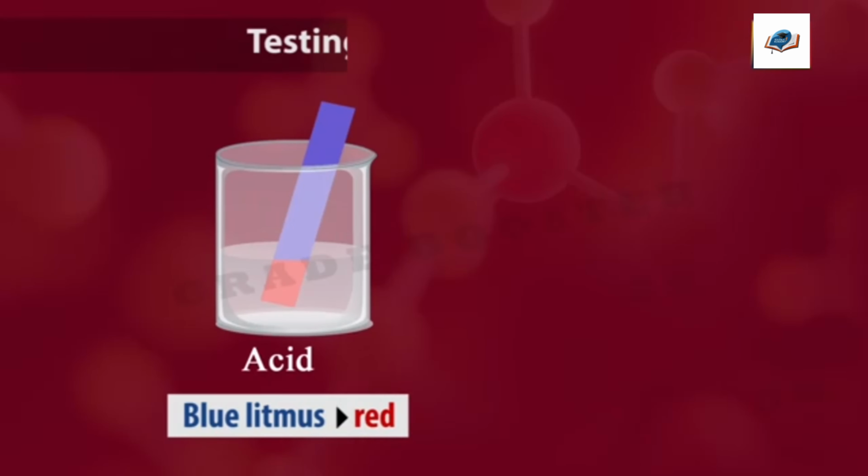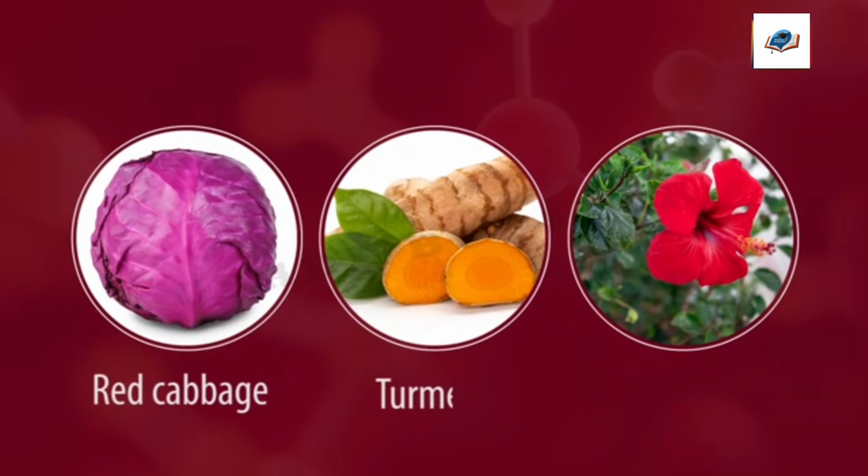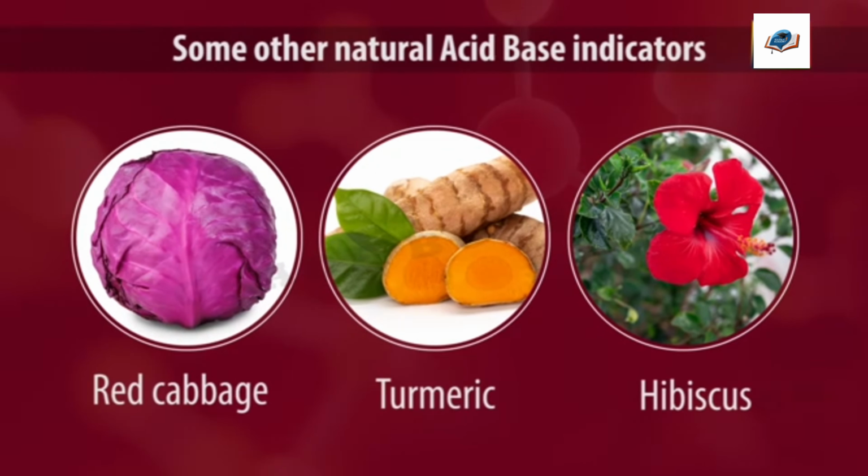We already learned that blue litmus paper turns red when dipped in acid and red litmus paper turns blue when dipped in a base. Apart from litmus, there are some other natural substances which act as indicators, like red cabbage, turmeric and hibiscus, and some other flowers. These are called natural indicators.